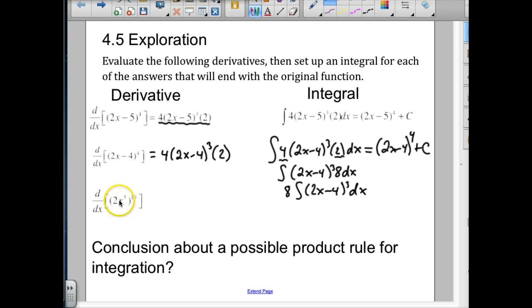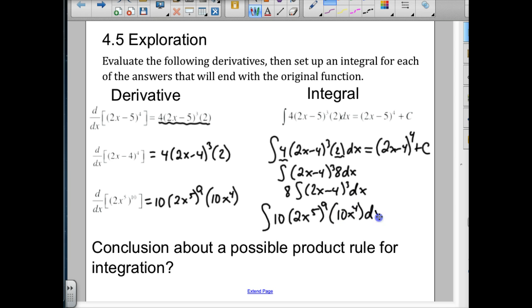Let's see if we can further explore this. If we do the derivative of (2x^5)^10, the derivative would be 10 times the (2x^5)^9, and then times the derivative of the inside. And then again, if we integrated that, we should get back to the original. So we'd have the integral of 10(2x^5)^9 times 10x^4 with respect to x. That should equal (2x^5)^10 plus c.